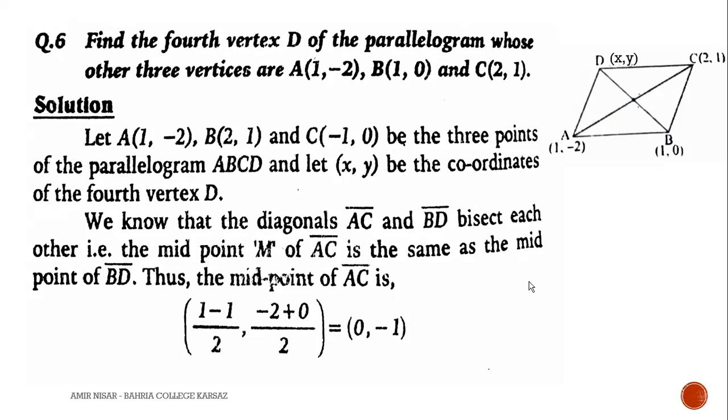We all know that a parallelogram has 4 vertices. In this question we have to find its 4th vertex, whereas the 3 vertices are provided. One is A, the coordinates of A are (1, -2). The second one is point B, and the coordinates of point B are (1, 0). And the last one is C, (2, 1).